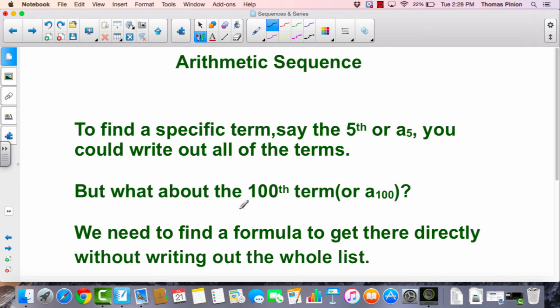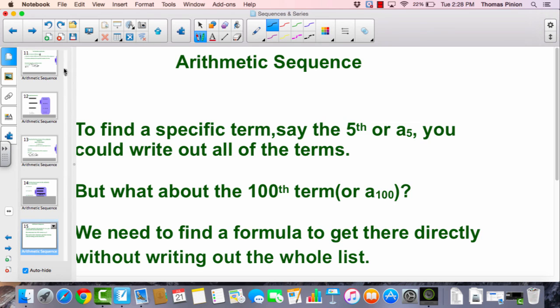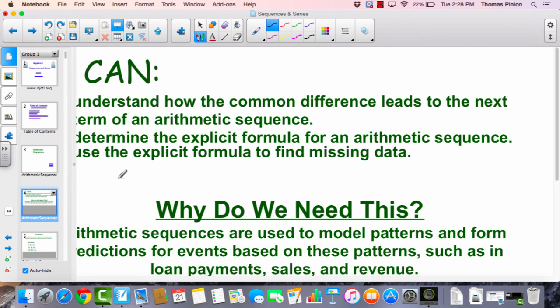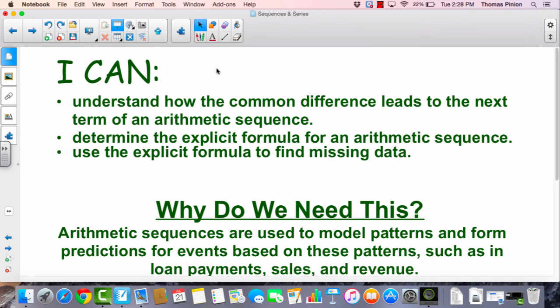Okay, so just to recap, to go back to the I can statement from earlier, the first I can statement, I can understand how the common difference leads to the next term of arithmetic sequence. Hopefully, after watching this video and doing our in-class assignment tomorrow, you'll be able to check that one off.